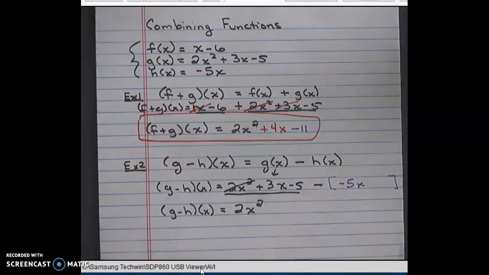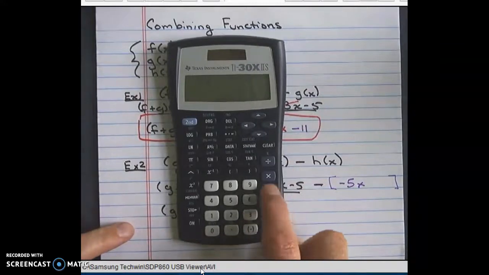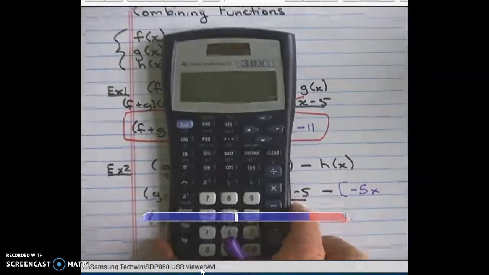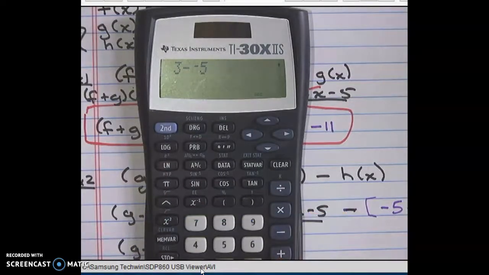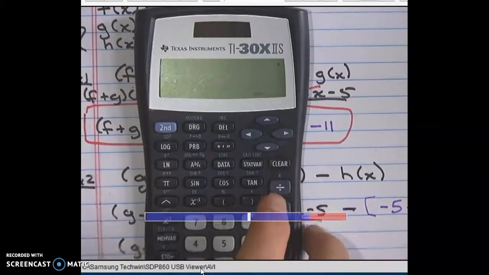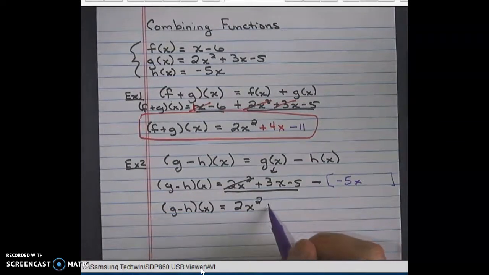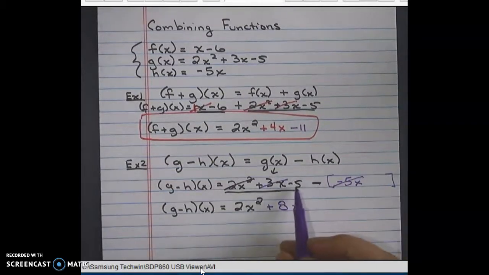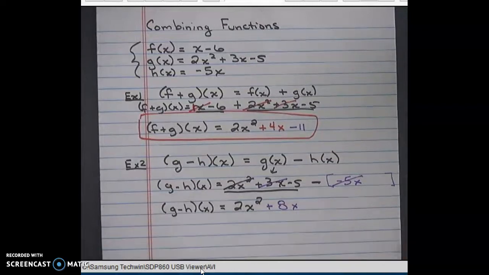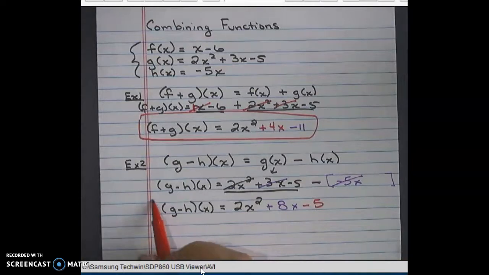Remember, subtracting a negative is the same as adding, but if you're not sure, you can always use your calculator and type in 3 minus negative 5. It will tell you that it is 8. So if you're not sure how to do it, you can always use your calculator to do those subtractions for every one of those. So 3 subtract negative 5, that's a positive 8x. And then I have a negative 5, with nothing to subtract from, so it's just going to be a minus 5. So I'm just taking each equation and subtracting them from each other.